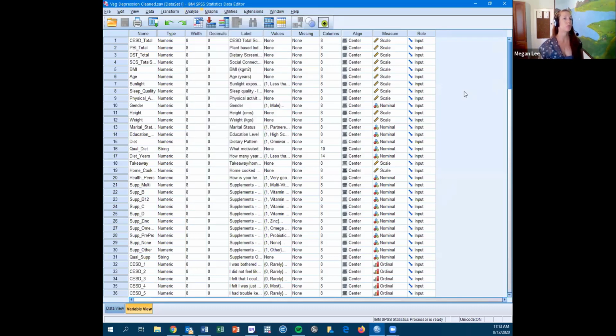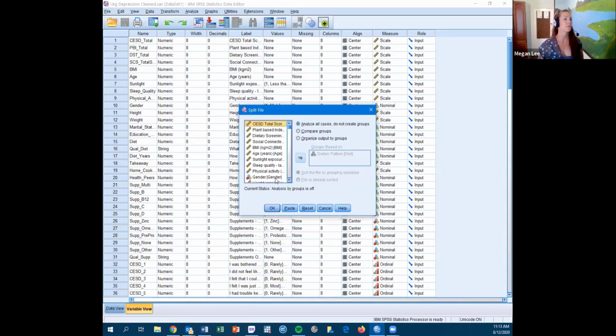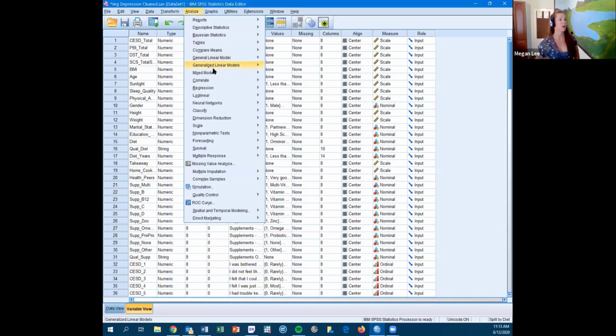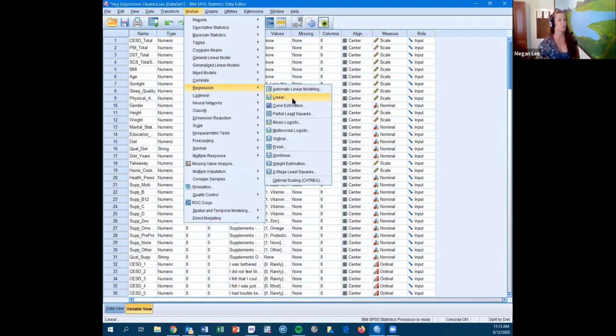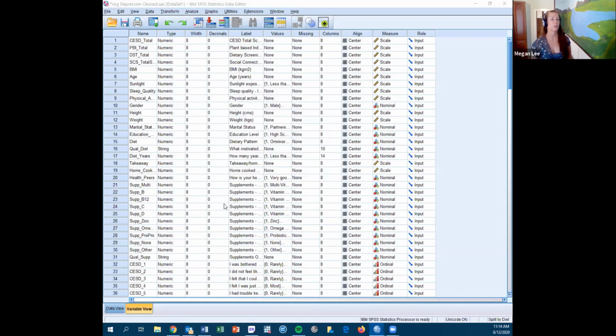So first, before we do anything, we need to split the groups. So we go to data, split file, compare groups. We want to compare it by diet. And then we just run exactly the same regression as we ran for dietary screening tool. We just take out dietary screening tool and we put in the plant-based dietary index, because remember when we did our ANOVAs last week and we split them by groups, the plant-based dietary index came out significant and the dietary screening tool did not. Cool, but everything else stays the same. Off we go.